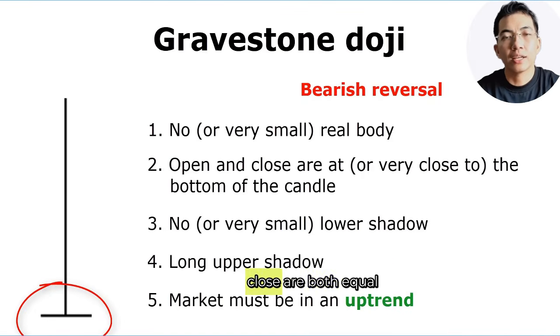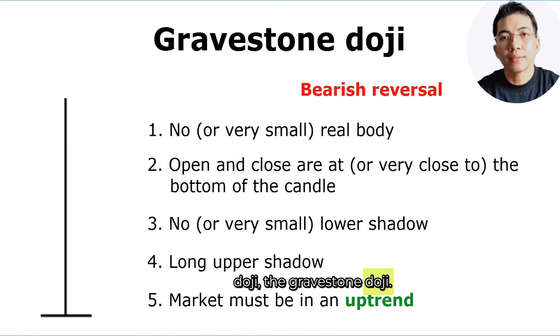When the open and close are both equal to the low of the session, we have the most bearish of doji, the gravestone doji. As for the dragonfly doji, there's no need to be rigid with the rules. As long as you apply the logic of the pattern to recognize where supply and demand are addressed, you will be able to read the market in the right way. So if we have a very small lower shadow, it's still fine. If we have a very small real body, well, we can still consider the candle as a gravestone doji.